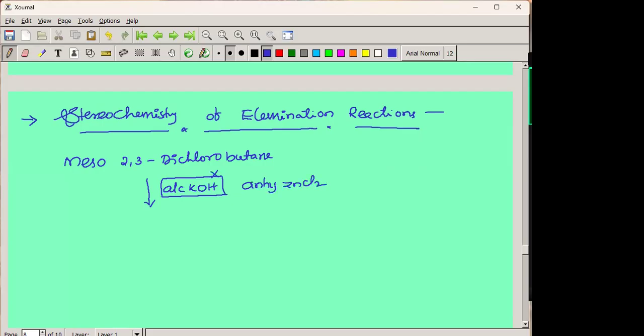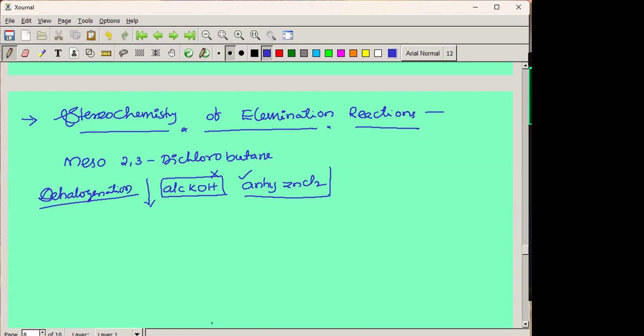This is not a suitable reagent, so this is a suitable reagent, anhydrous zinc chloride. Because the two groups are halogen atoms, dehalogenation will take place. In this case, dehalogenation. It is dehydrohalogenation; the suitable reagent is alcoholic KOH. If it is a dehalogenation reaction, we can use anhydrous zinc chloride.